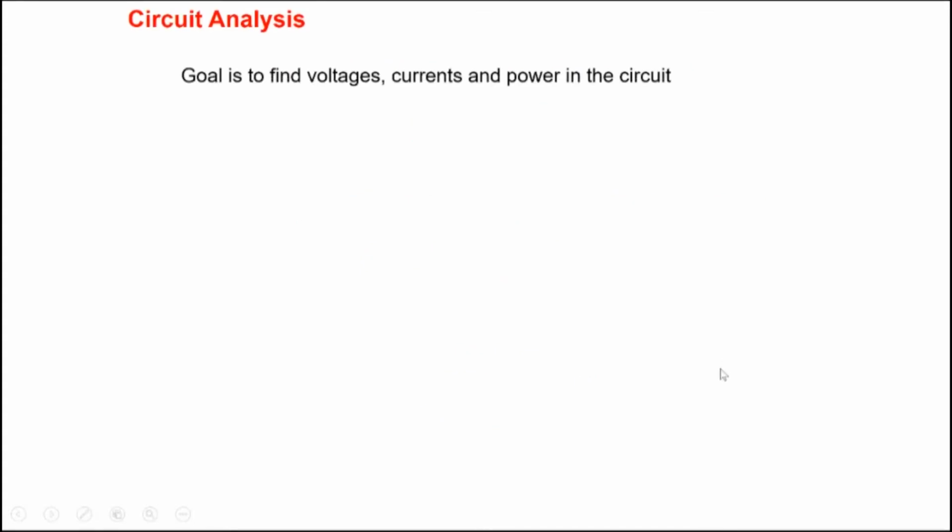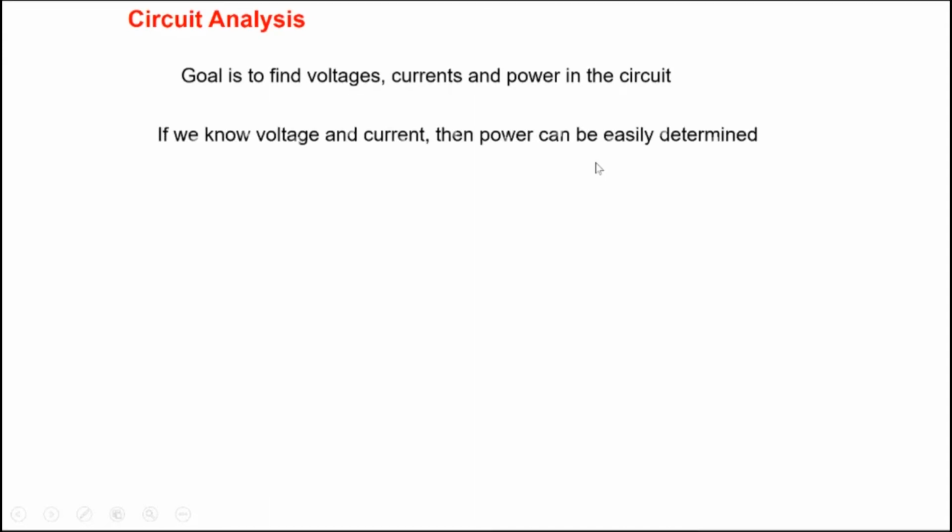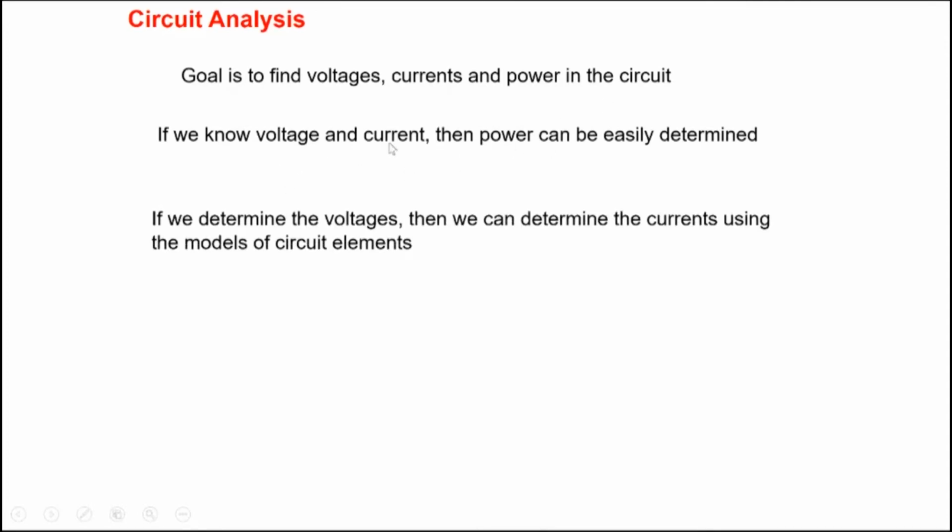Okay, so the goal of analysis of circuits is to understand the circuit, which would help us then in designing it, modifying it. So that's the larger goal of circuit analysis. And to help with that particular process, we need to find voltages, currents, and power in the circuit. And note that if you calculate voltage and current, then of course power can be easily determined. Power is voltage into current, so it's not an independent quantity. Once you know voltage and current, power can be determined.